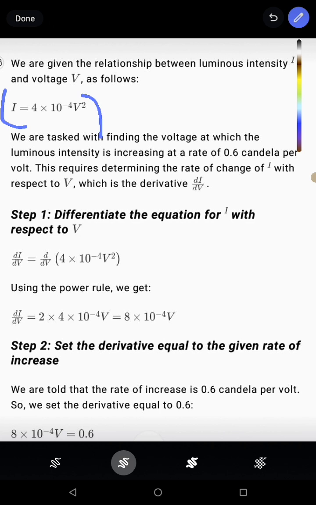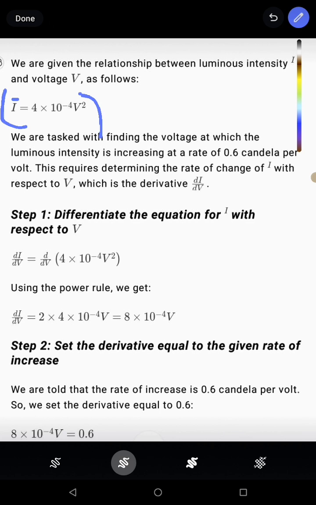differentiate this. But just like I said before, we want to find dI/dV first, differentiating I with respect to voltage. Are we together now? And they said, okay, find the rate. You know how to reach that, but let's differentiate first.